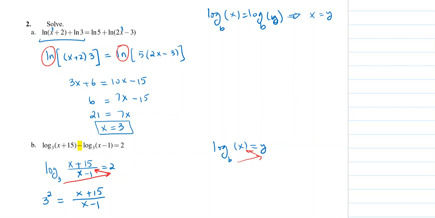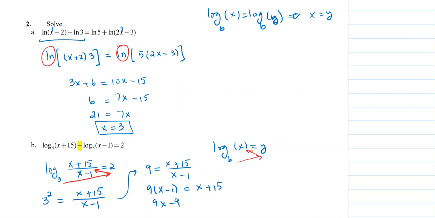Well, this is a rational equation. I have to get rid of that denominator. 3 squared becomes 9. Let's do that first. And then we will multiply both sides of the equation by the denominator, which is x minus 1. That gives me 9 times (x minus 1) on the left, x plus 15 on the right.